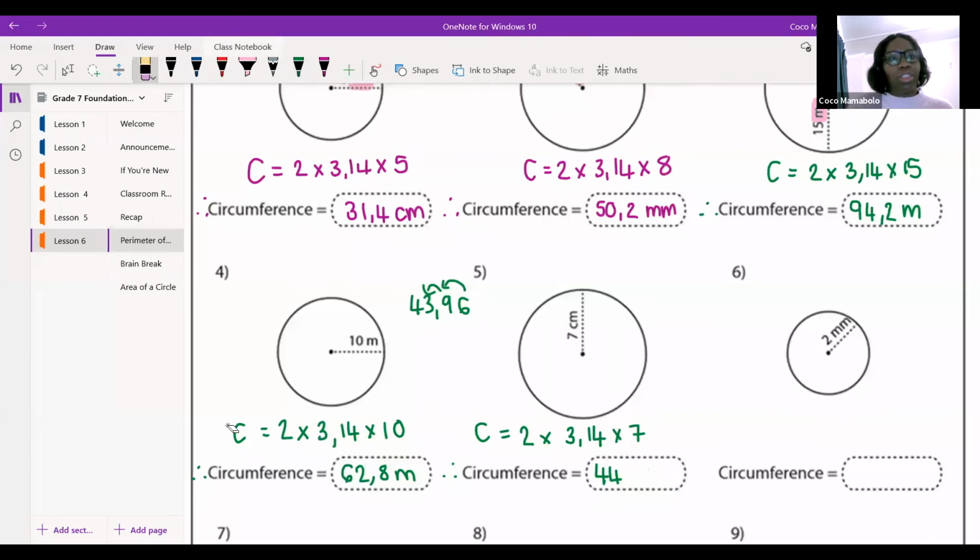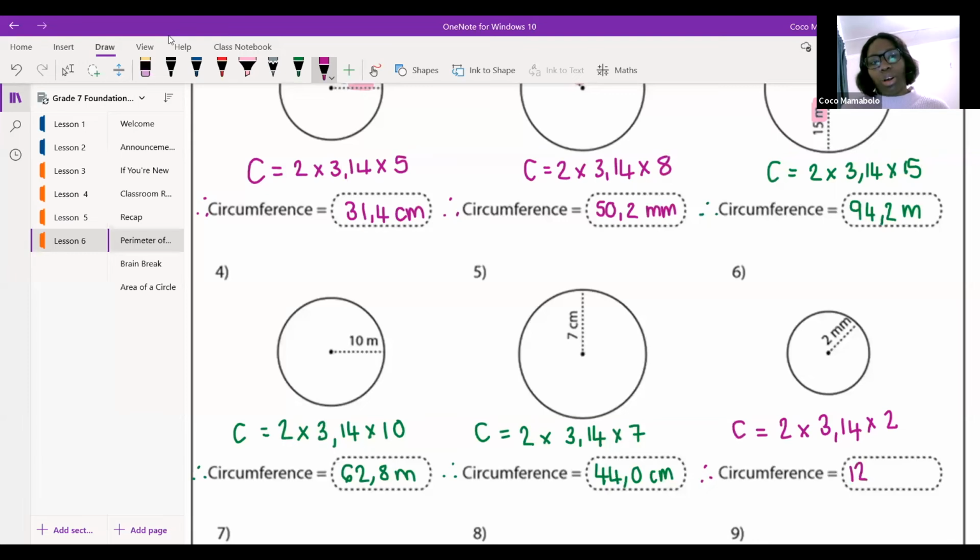44,0 centimeters. I'm actually going to add that. Well done, Cameron. 44,0 centimeters. Excellent. And let's do the last one, everyone. C is equal to, no, Samkele, you wouldn't. I don't think you would. You'd be fine. 2 times 3,14 times 2. Therefore, circumference is equal to 12,6 millimeters. Thumbs up, thumbs down. How are we feeling?